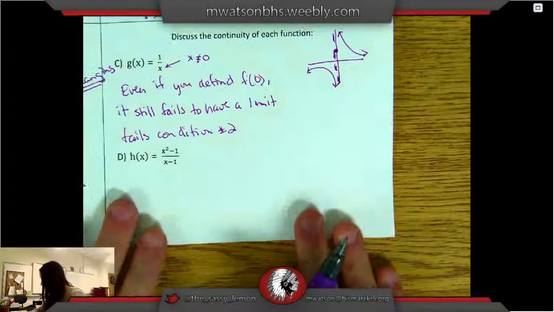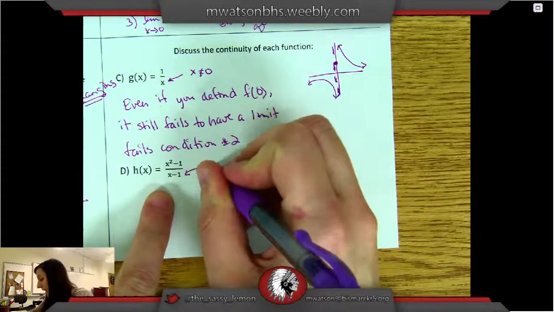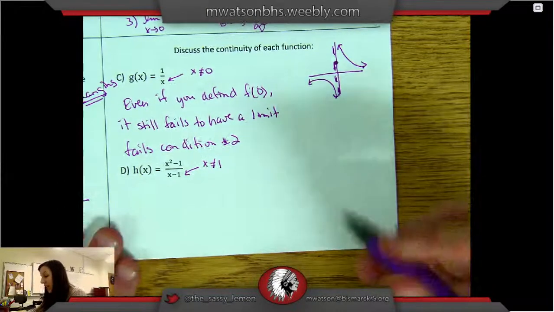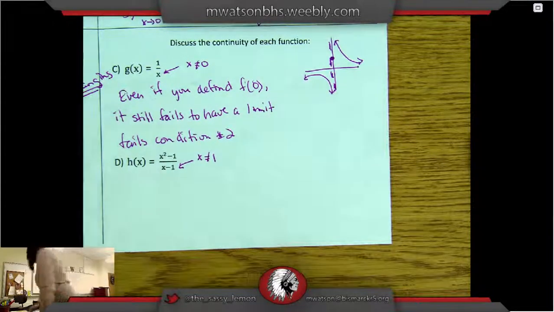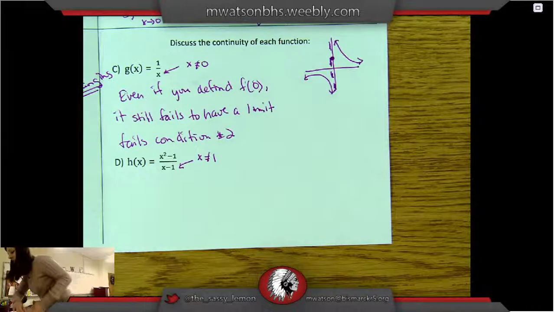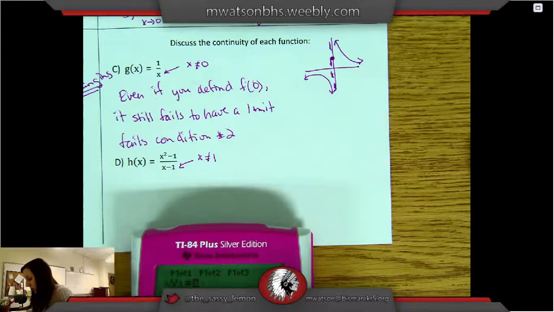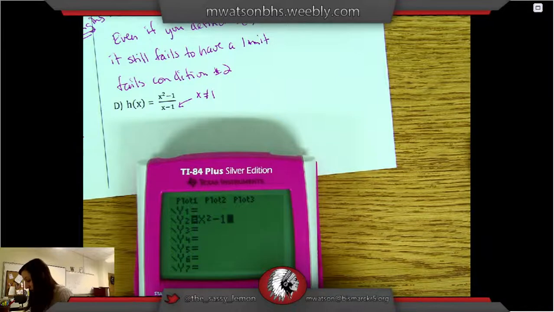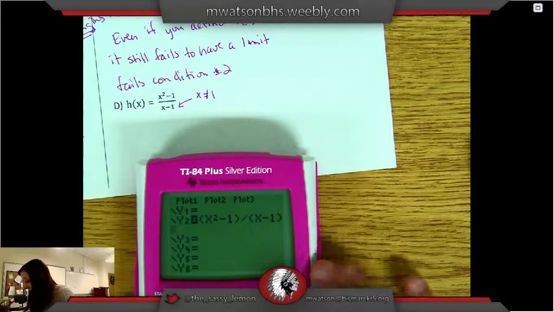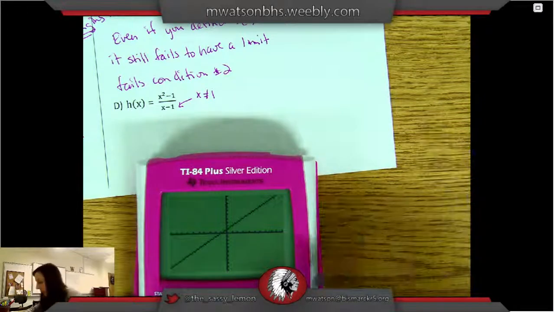All right, so for the next one, again, we have a denominator, and that means that x cannot equal 1. So the same thing is going to kind of occur here. If we grab a graphing calculator, and we look at this graph, and we got x squared minus 1, oh, I gotta put that in parentheses, divided by x minus 1, and we graphed it, that would create a line, except there would be a hole here at x equals 1.